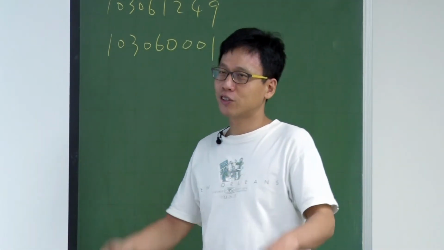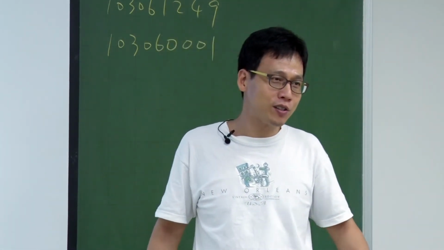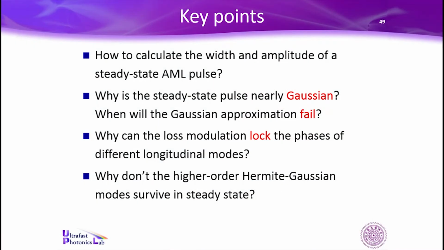So we have finished lesson 2. Here are some questions that you can try to answer. How to calculate the width and amplitude of a steady state active Monarch pulse?